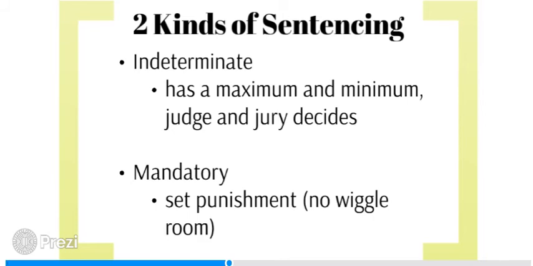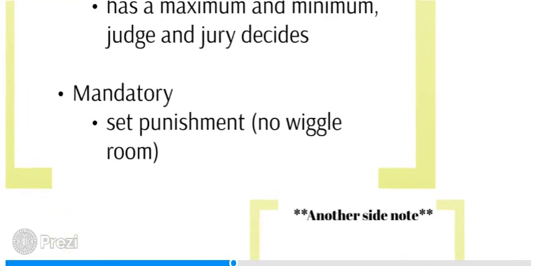And then mandatory is a set punishment. There is no wiggle room. You cannot get out on good behavior. You cannot serve a lesser time. An example of this would be armed carjacking. It's 10 years. Doesn't matter what the circumstances are, the offense is what it is.